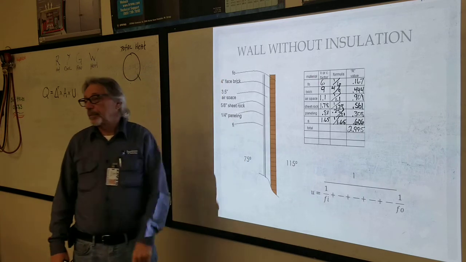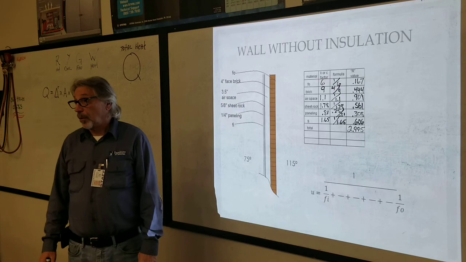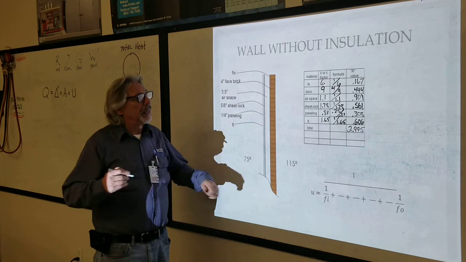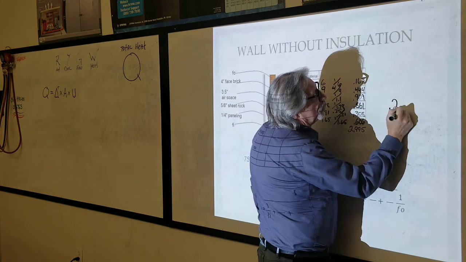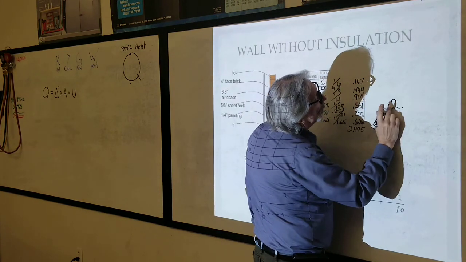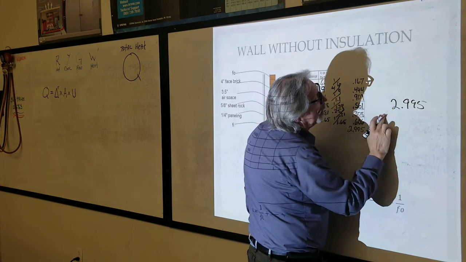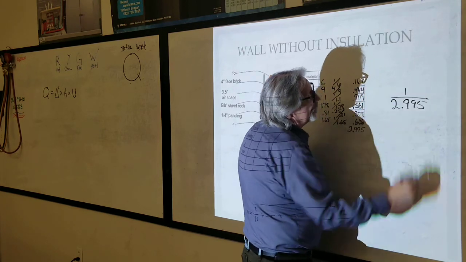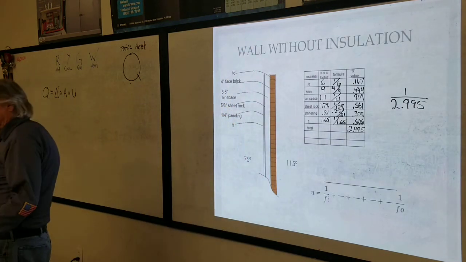We're not done yet. What we have to do is take that R value, 2.995, and reciprocate it back. It's crazy.